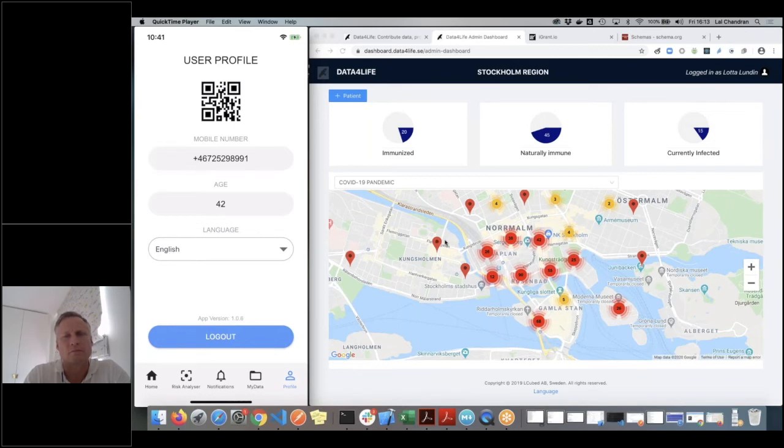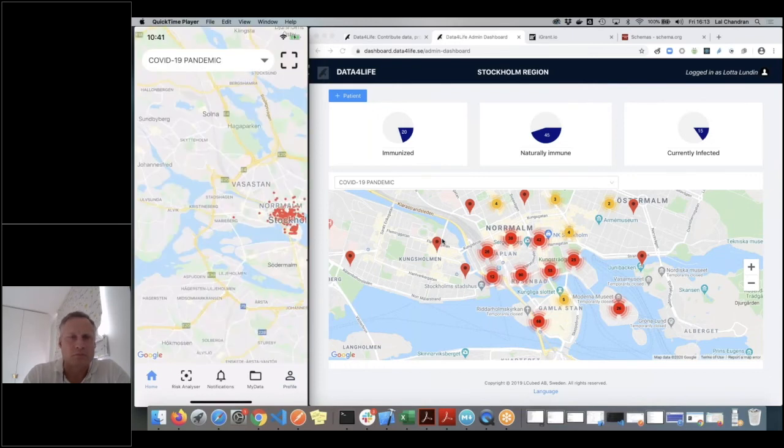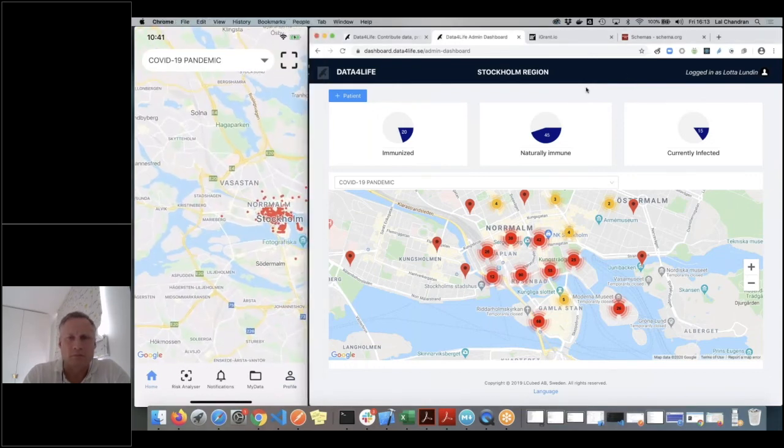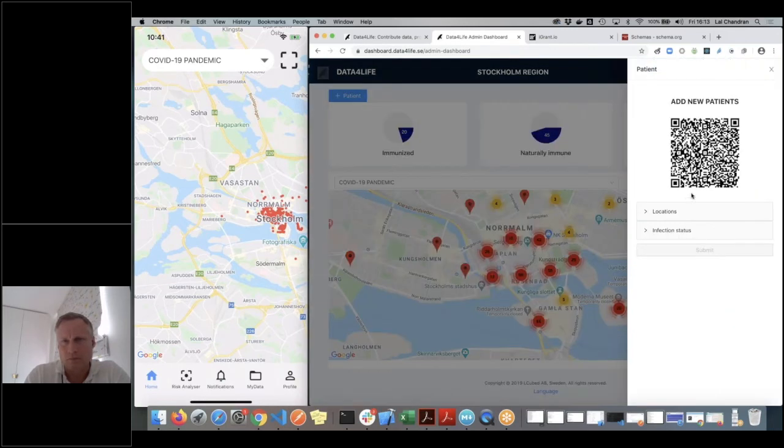So this is a way to exchange your health data without compromising on your privacy. So that's the app part of it. On the right side is the authority dashboard. This is an example where a health authority could easily add patients. Again, the focus is very much on privacy and data minimization, where only the information that is relevant to populate the hotspot is being taken up by the authority.